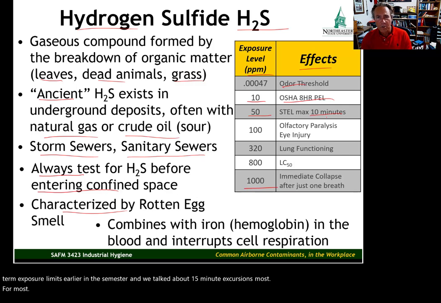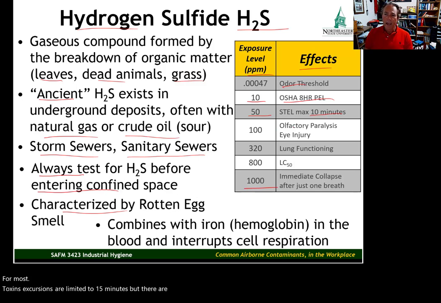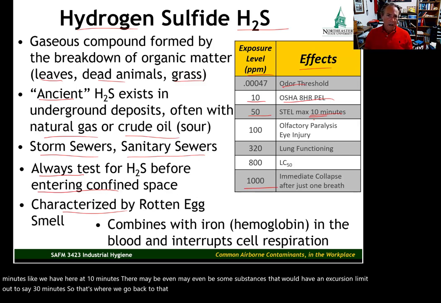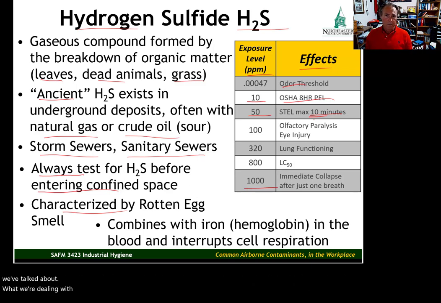For most toxins, excursions are limited to 15 minutes. But there are some substances that would have an excursion limit less than 15 minutes, like we have here at 10 minutes. There may even be some substances that would have an excursion limit out to, say, 30 minutes. So that's where we go back to that SDS, the NIOSH information, the other resources that we've talked about. You know what we're dealing with, know what the limits are.